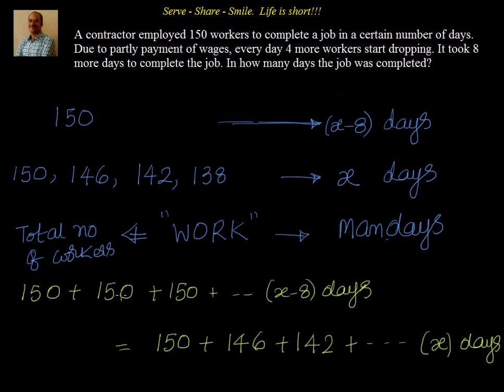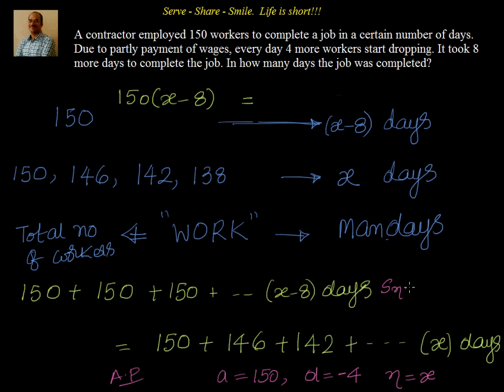Now you can see that 150 × (x − 8) days is nothing but 150 into (x − 8), which should be equal to 150, 146, 142, up to x days. That's nothing but an arithmetic progression, because a = 150 and the common difference is −4, and there are x terms, so n = x. We know the sum of n terms formula in arithmetic progression: Sn = n/2 × [2a + (n − 1)d].